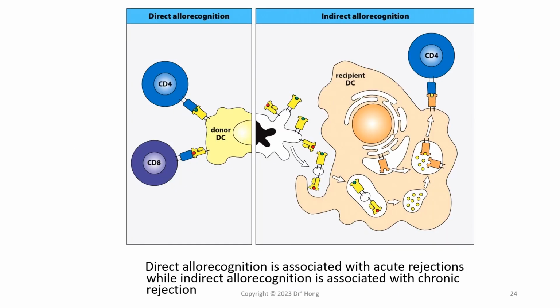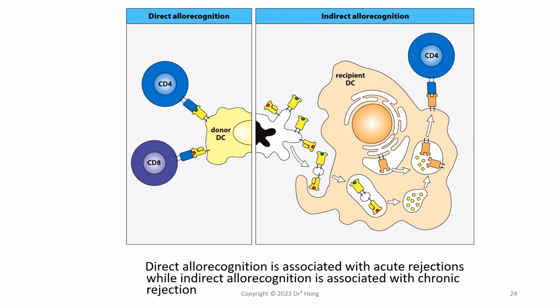In the left-hand side panel, we have something called direct allorecognition. It is associated with acute rejections. The recipient T cells are directly recognizing the donor antigen presented by the donor dendritic cell. The right-hand side panel is an example of indirect allorecognition. This leads to chronic rejection.